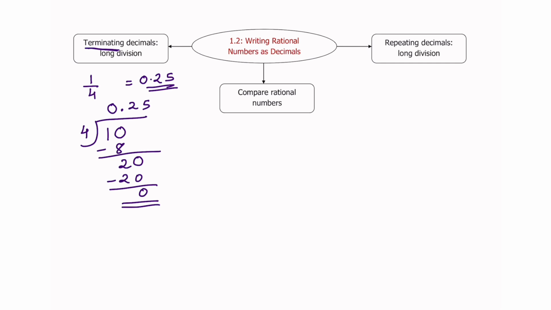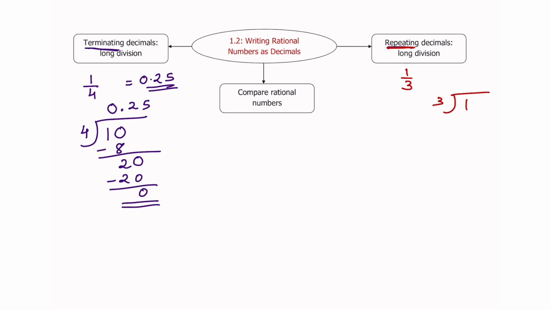Now let's do the other one, repeating decimals. See the difference? Terminating and this one is repeating. The process is the same. The only difference is this is not going to end. It will keep repeating itself. Let's understand this with an example. 1 over 3. Yes, we are going to write 1 inside and 3 here.